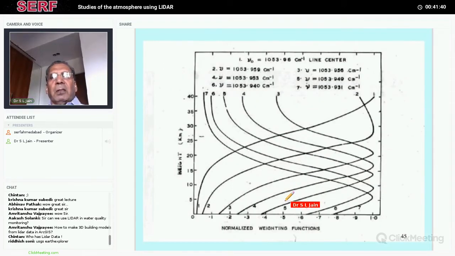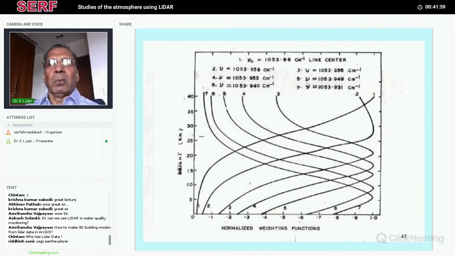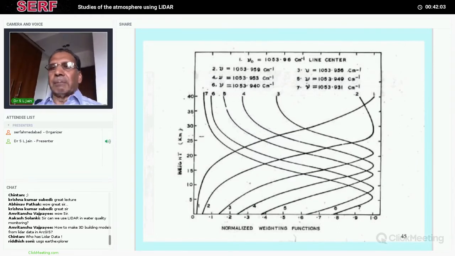Using these things, we use the absorption coefficient and the half width at different altitudes, and the weighting function obtained is like this. At line center you have a profile like this, and in the wings of the line you have weighting functions like this. Then if you take the observations depending on that, you can calculate your measurements, and you will get the vertical profile of the atmosphere.